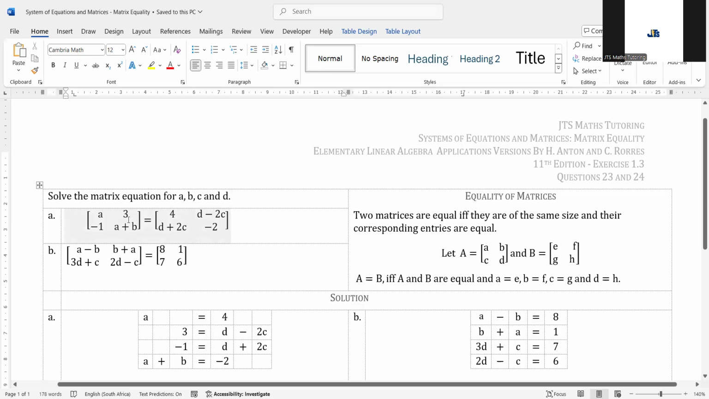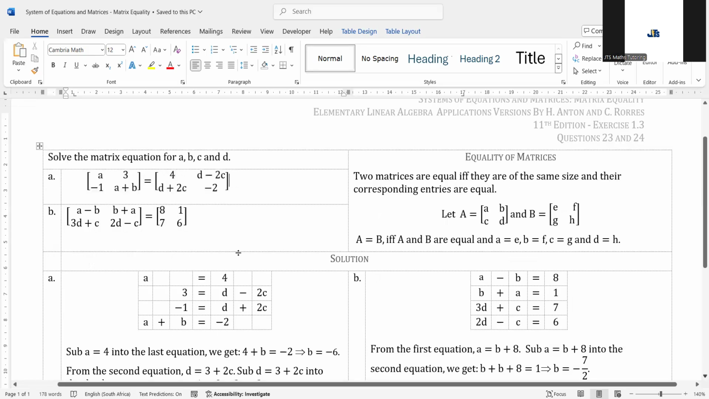So remember what we have said, two matrices are said to be equal to each other if they are of the same size and their corresponding entries are equal. 3 is supposed to be equal to D minus 2C. Minus 1 is equal to D plus 2C. And A plus B is going to be equal to minus 2. So we have actually created equations there which we needed to solve. A is already equal to 4.